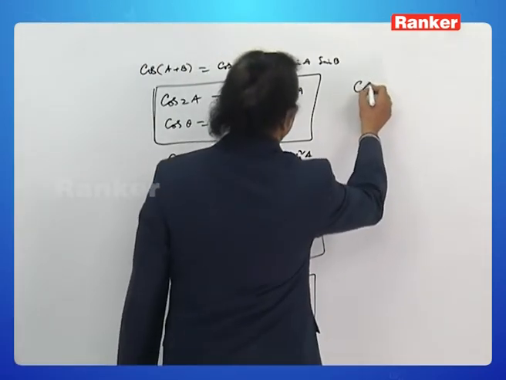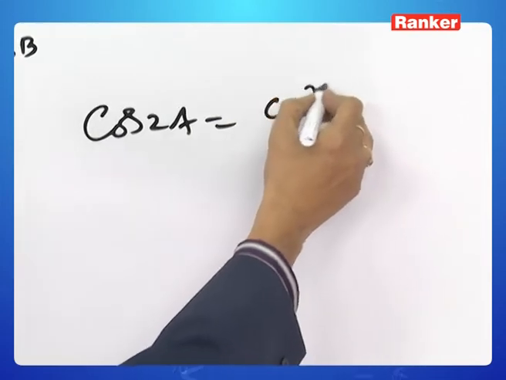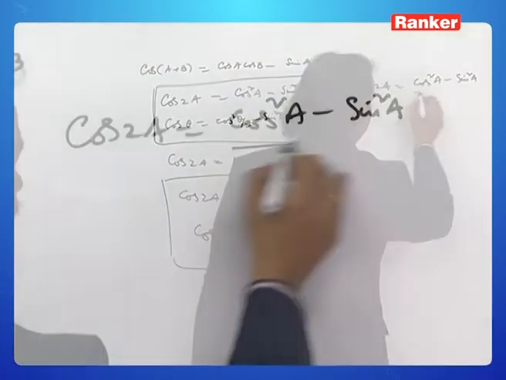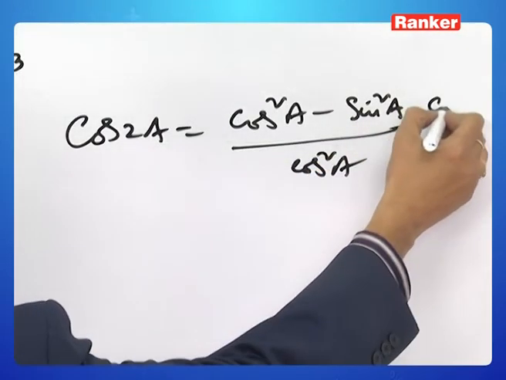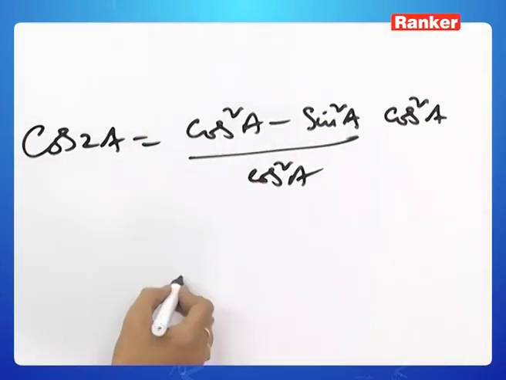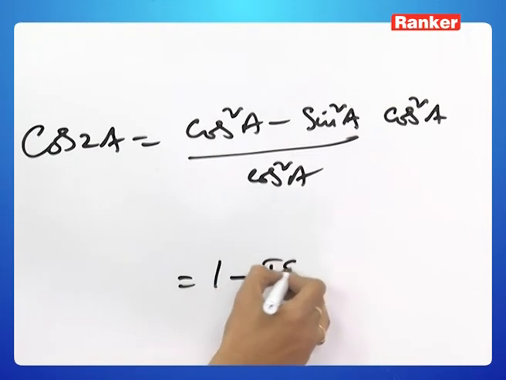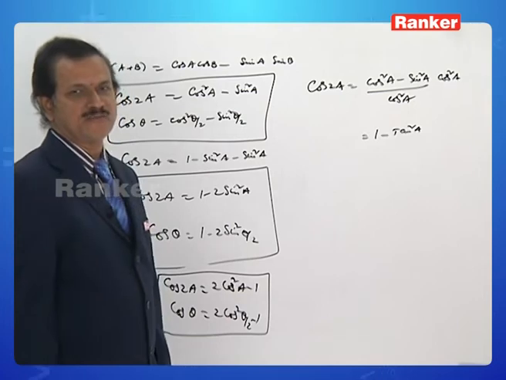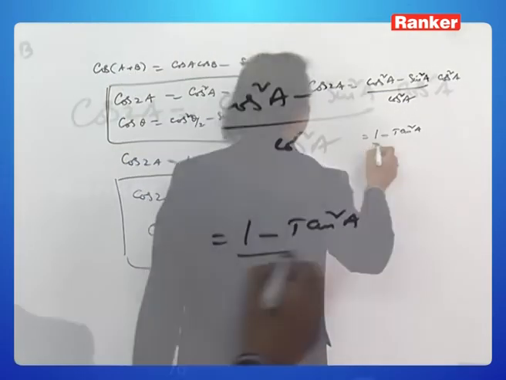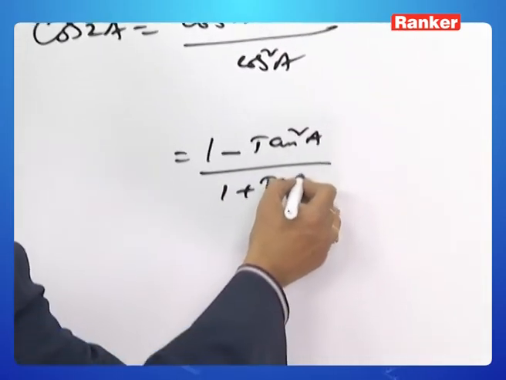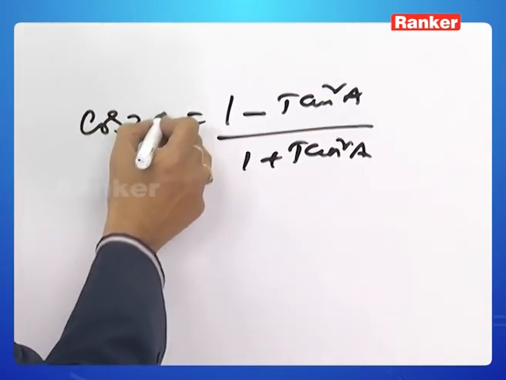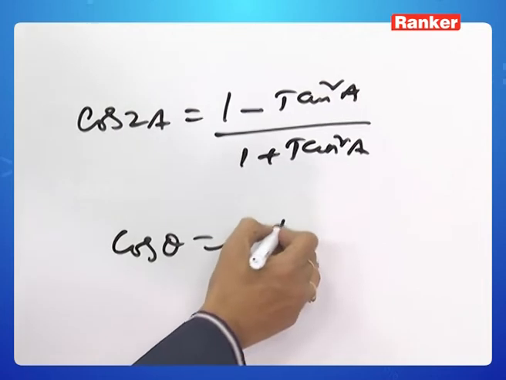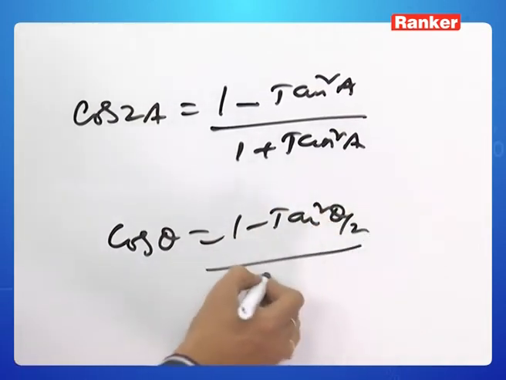Again, cos 2A is equal to cos square A minus sin square A. Let me divide this with cos square A and multiply with cos square A. What is going to happen? Cos square A by cos square A, sin square A by cos square A. If cos square A is sent to the denominator, it becomes secant square A, and secant square A is nothing but 1 plus tan square A. Cos 2A is equal to 1 minus tan square A by 1 plus tan square A. Again, you replace theta by 2 in the place of A, you have cos theta is equal to 1 minus tan square theta by 2 by 1 plus tan square theta by 2.